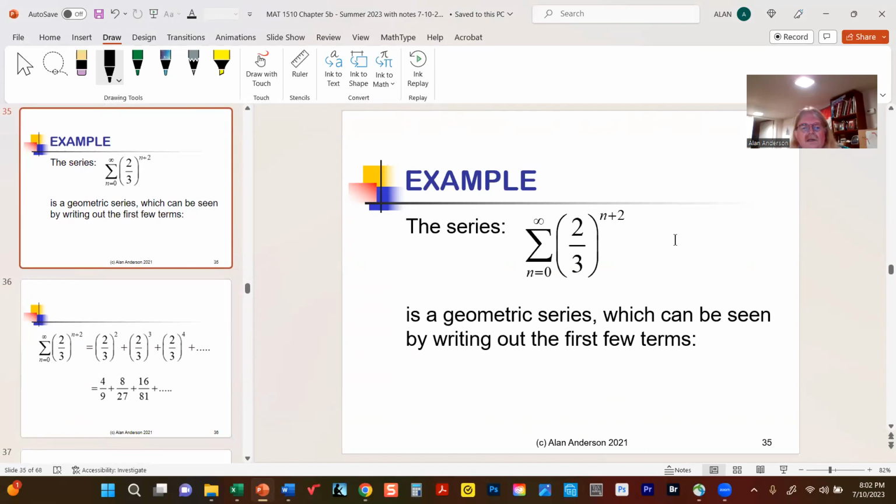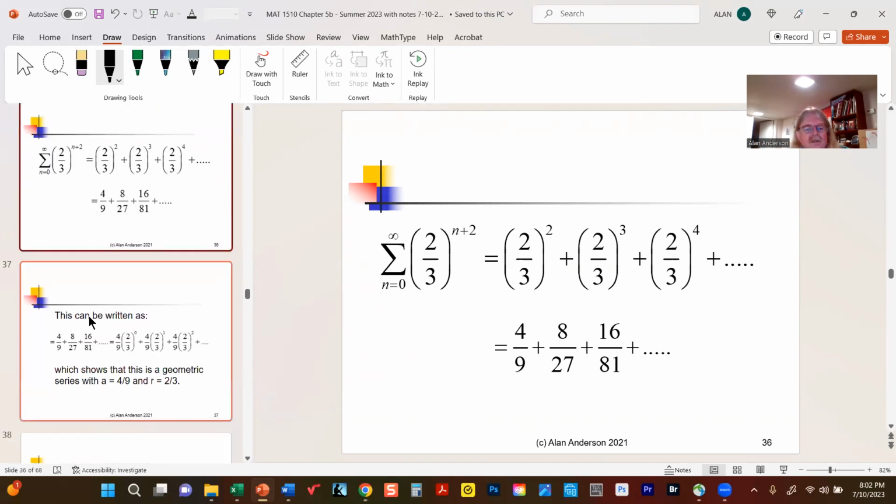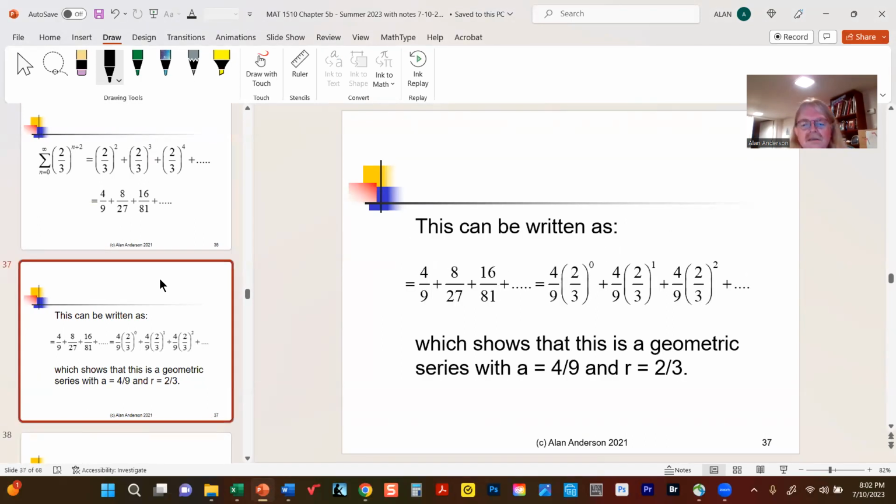All right. Now here's one that we can try out. Although it may not be immediately obvious, this could be thought of as a geometric series, because if you write out the first few terms, you'll see the pattern. 4/9 plus 8/27 plus 16/81. And if you want to be clever about it, you can rewrite this as, look at that. There is a pattern hiding in there.